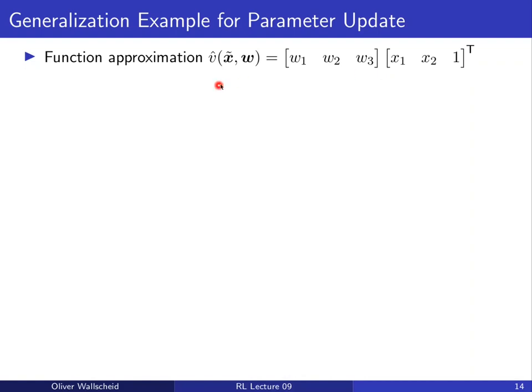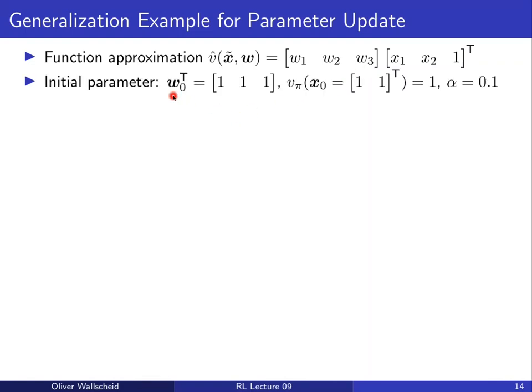And our feature engineering here is very simple. We assume we have two true states, x1, x2, and the feature engineering in terms of that linear function approximation is just to add a 1, which will be multiplied with W3 in order to make a bias correction of the estimate. We further assume that we have an initial parameter vector W0 of 1, 1, 1, and when we operate in the first step, or zero step, where we apply our state x0 as 1, 1, the true target v pi would be 1 and our learning rate is 0.1.